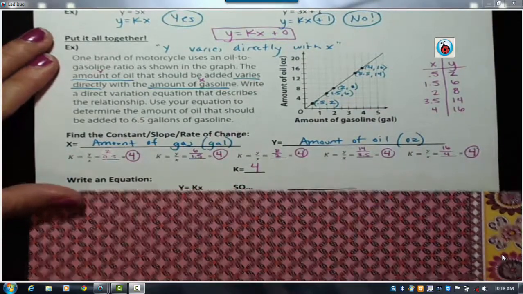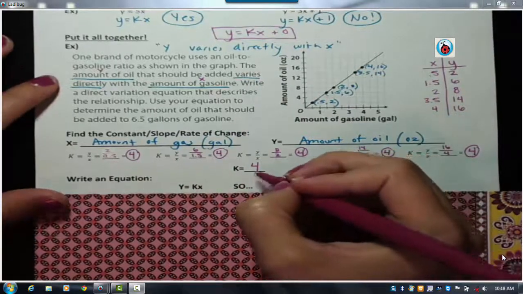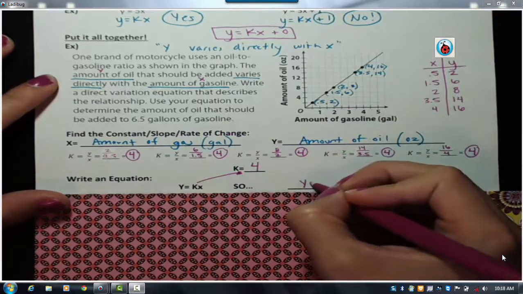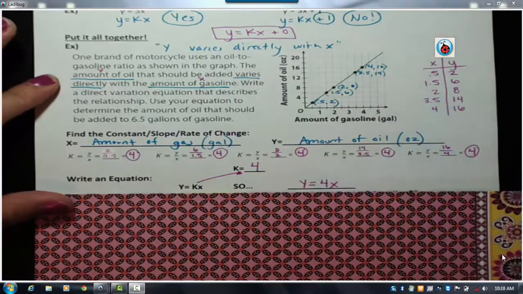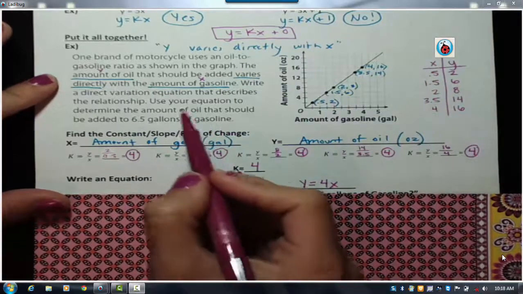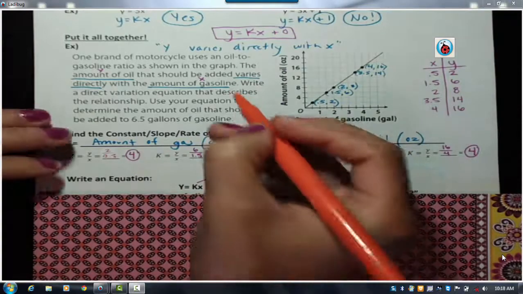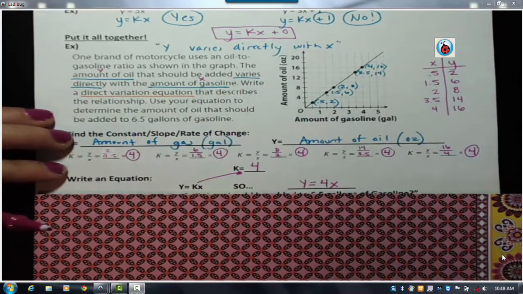Once I've figured out my constant, now I have to write an equation. Remember, the equation form is y is equal to kx. So all I have to do is insert that 4 in for the k. My equation should be y is equal to 4x. From my question, I have now written the direct variation equation, which describes the relationship.